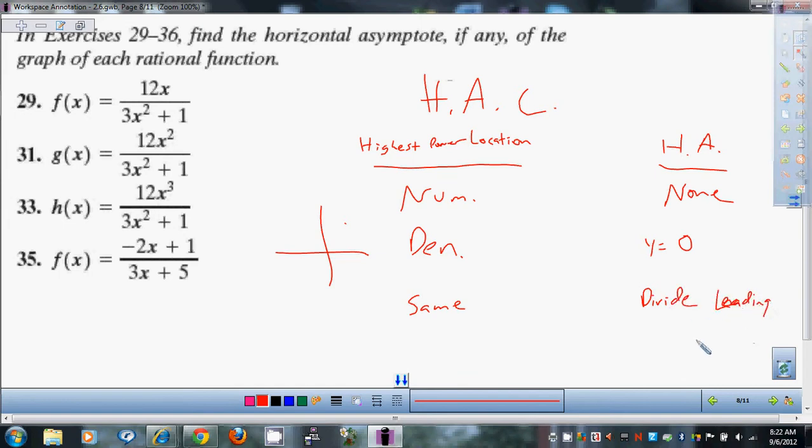Leading coefficients, assuming they're already in descending order. And that's all there is to those.